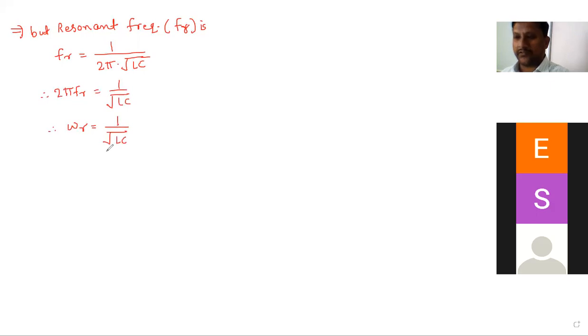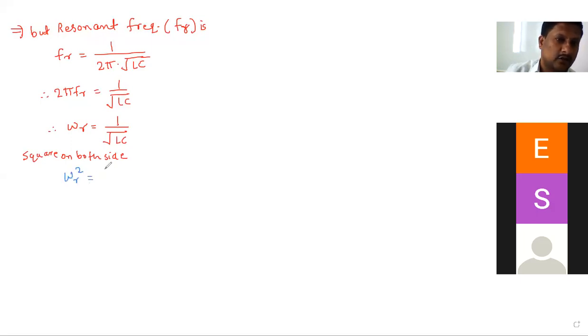Now next, square on both sides. So what you are getting? Omega R square is equal to 1 upon LC. Okay. So this I will consider as equation number 6.